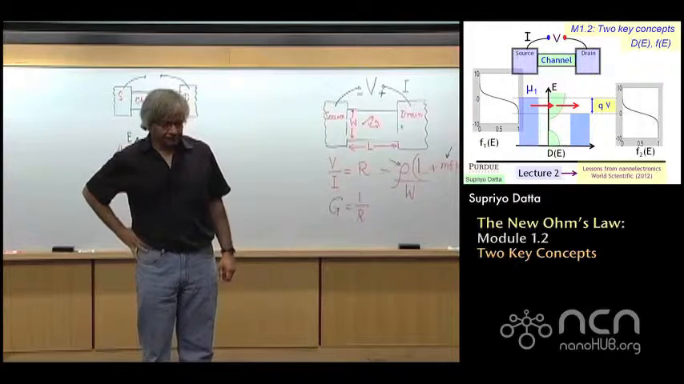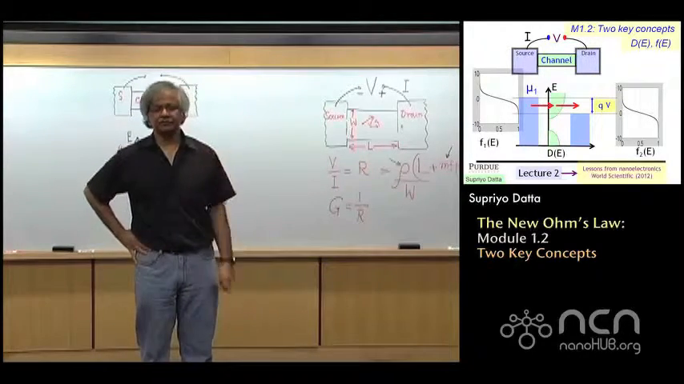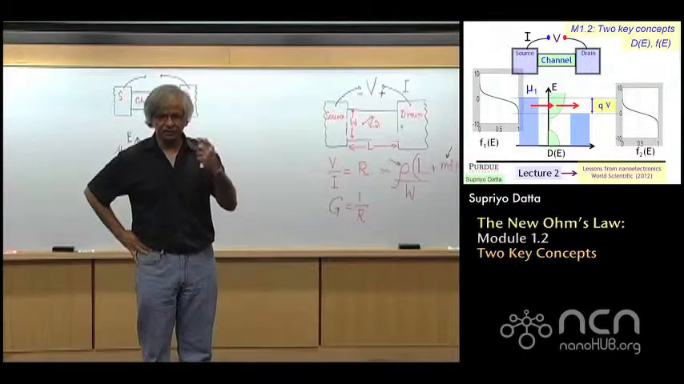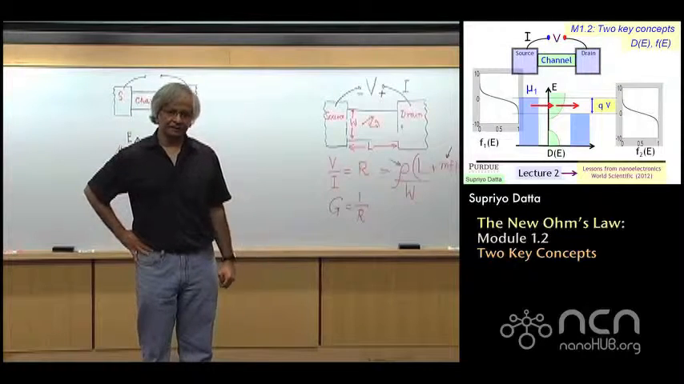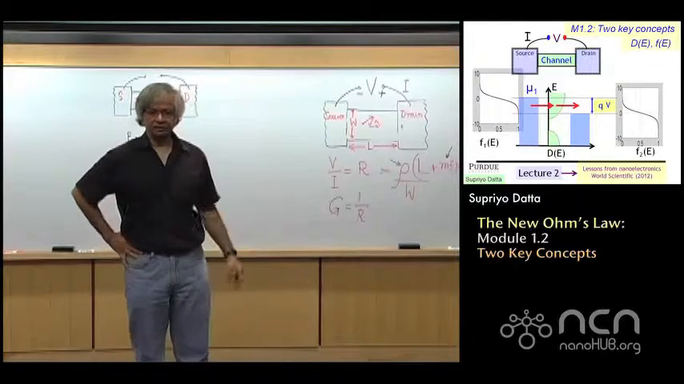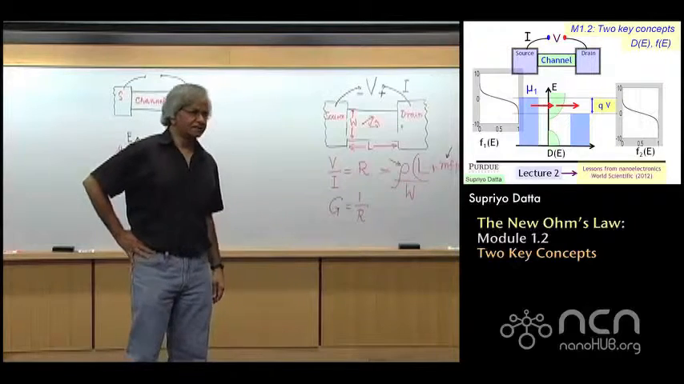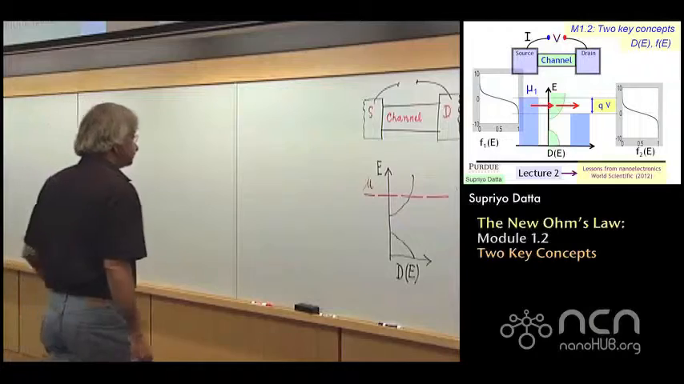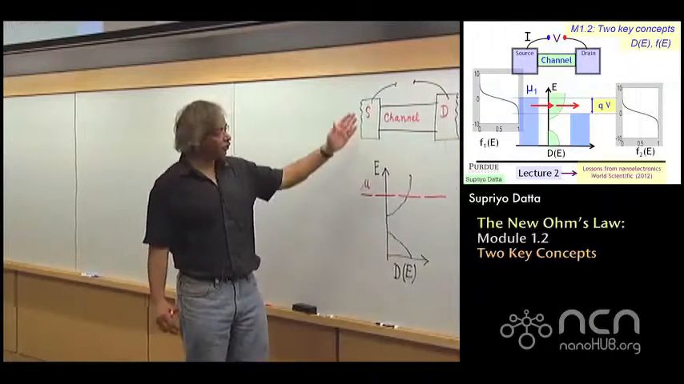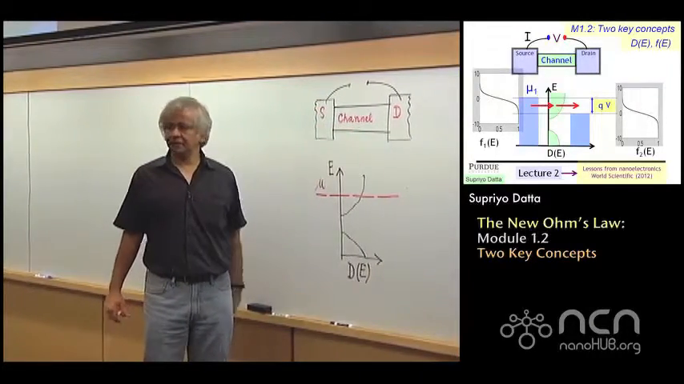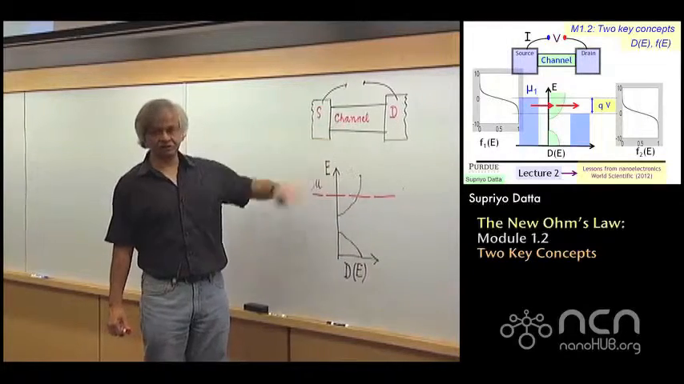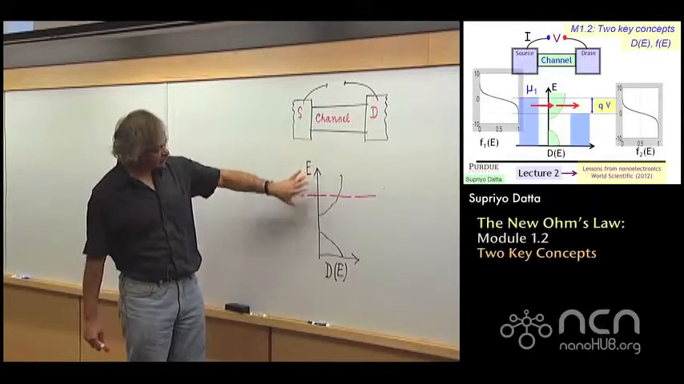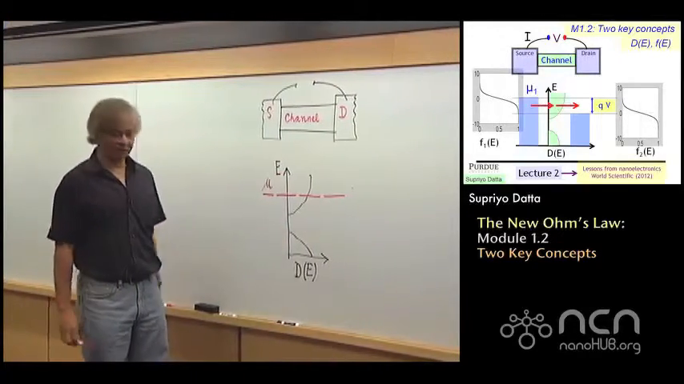And for this, I'll be trying to describe to you a different viewpoint, a different way of thinking about this, which needs a couple of concepts that I want to get across in this module. And the first concept is this idea of a density of states. You see, we are trying to describe the current flow through this channel. And one of the first things you want to know about this channel is this density of states, which is what I've plotted schematically here.